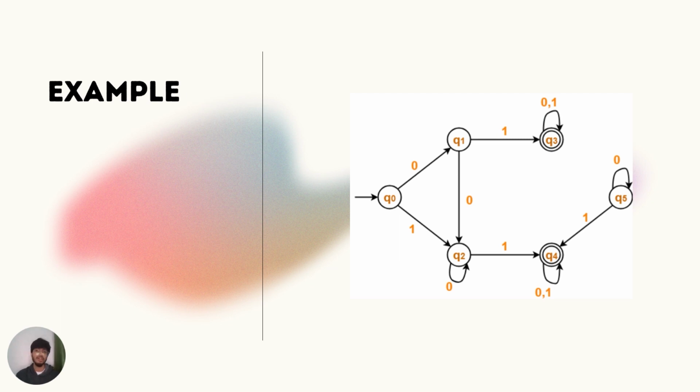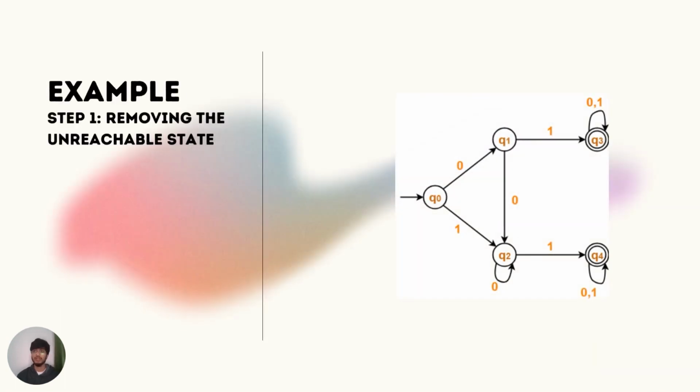Next, we have Q5. Here we can see that Q5 isn't connected to any other state. That's why we remove it in step 1, hence eliminating it from the DFA. Here we can look at the DFA we get after removing the state Q5.